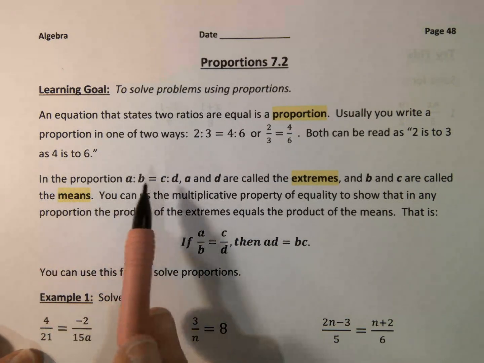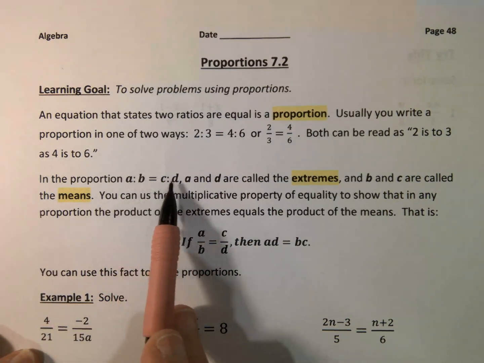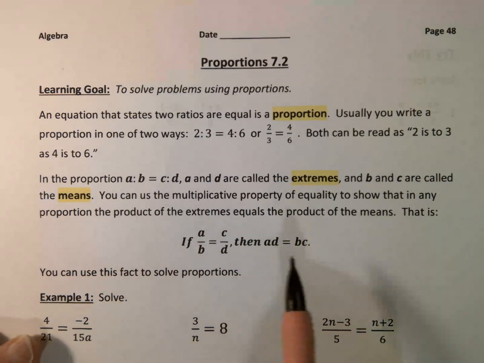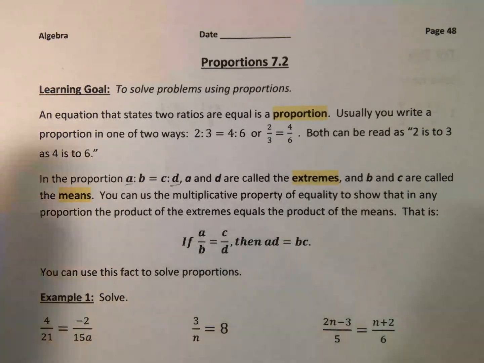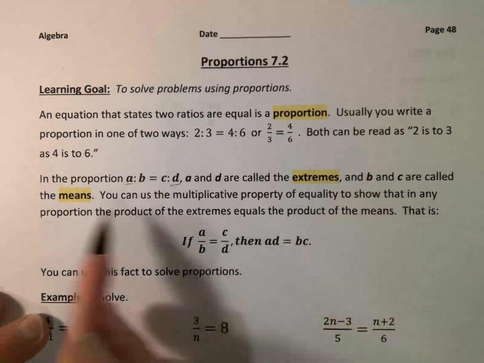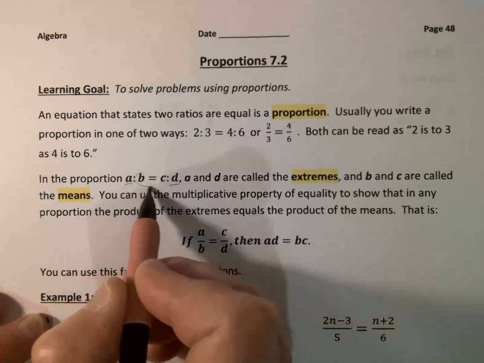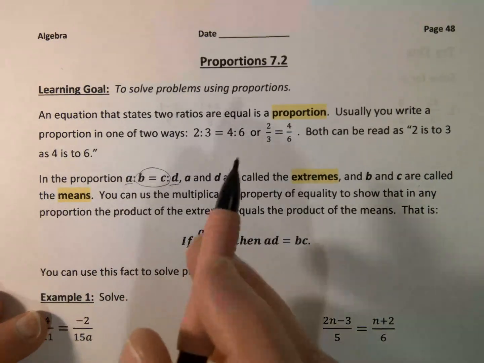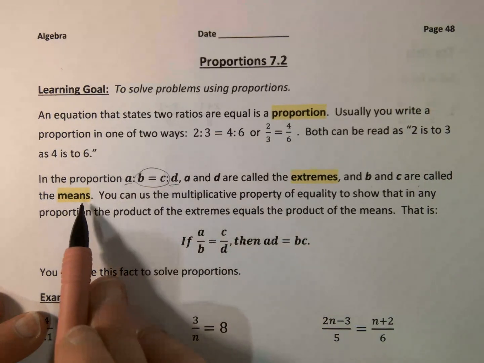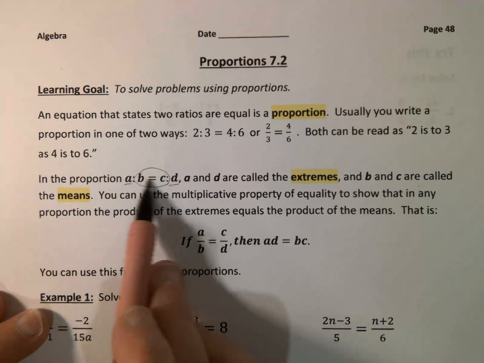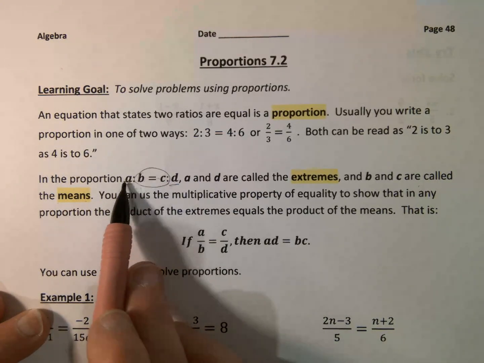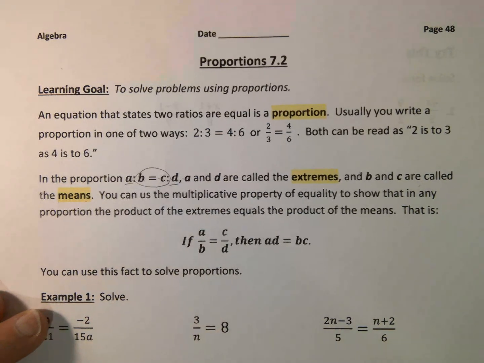Okay. In the proportion A is to B as C is to D, A and D are called the extremes. And if you look at them, A and D are on the outside. So we say those are the extremes. B and C are called the means. And B and C are on the inside in the middle. And if you think about it, when you find the mean of something, you're finding the average, which is a type of middle. So the two middle ones are B and C. The two outer ones are the extremes, A and D.